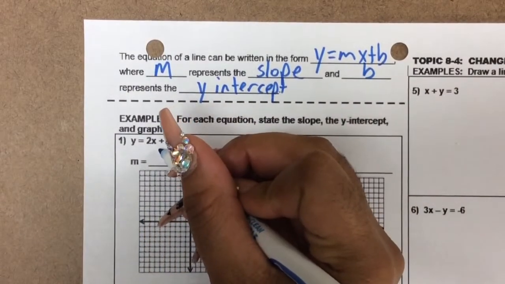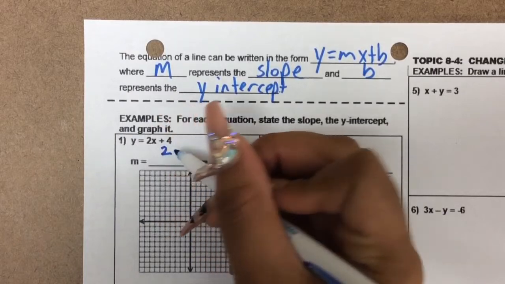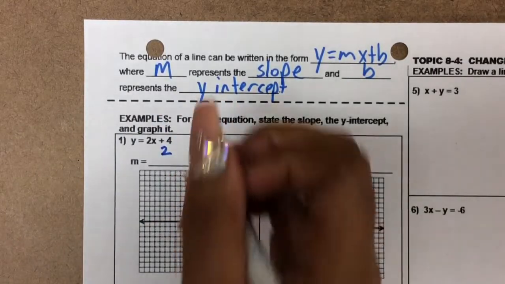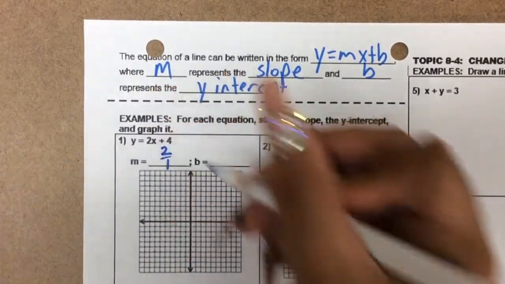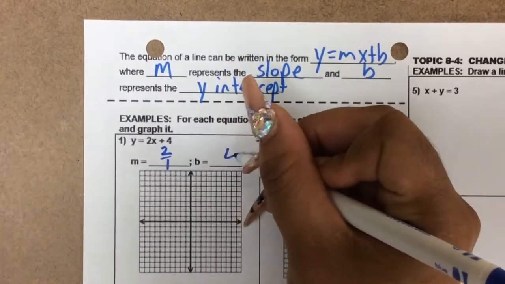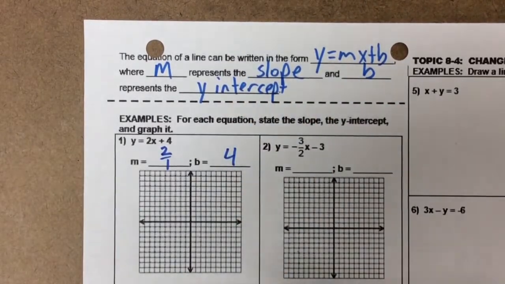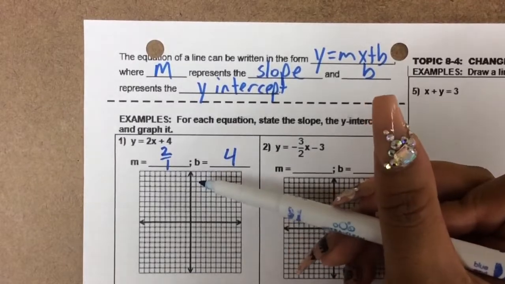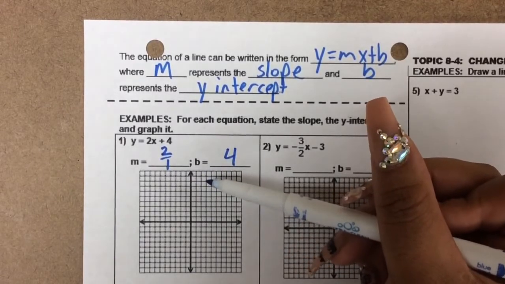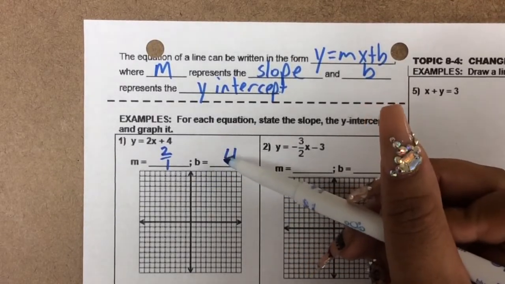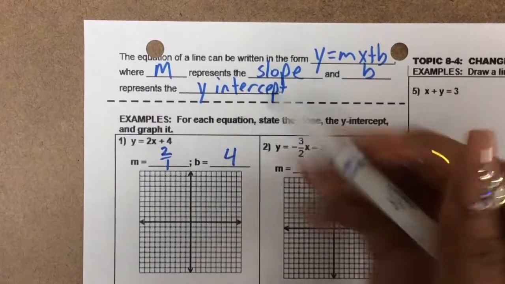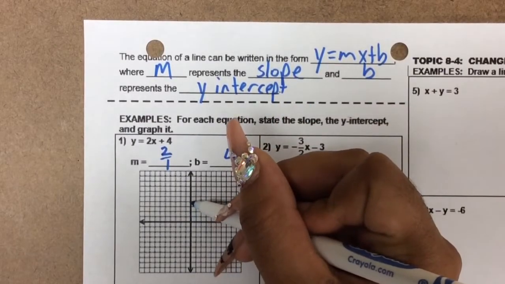So m is 2, and I always want my slope to be a fraction, so I'm going to put 2 over 1. b is 4. So I like to think that b represents the beginning. That's your beginning number. So I'm going to begin on the y-intercept at 4. 1, 2, 3, 4, put a point.